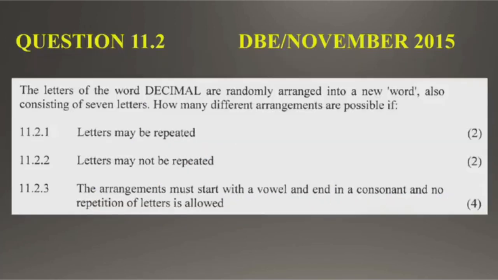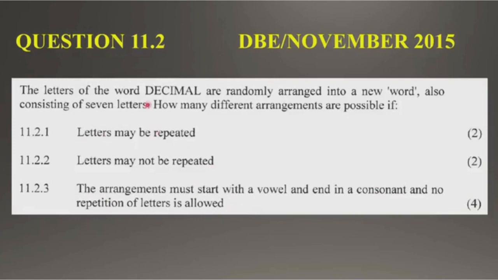Look at this question, which was drawn from the November 2015 DBE paper. It said, the letters of the word decimal are randomly arranged into a new word, also consisting of 7 letters. How many different arrangements are possible if, number 1, the letters may be repeated? Next, the letters may not be repeated. Then, the arrangements must start with a vowel and end in a consonant, and no repetition of letters is allowed. Let's have a look at that one.